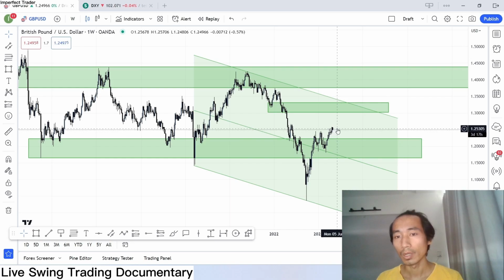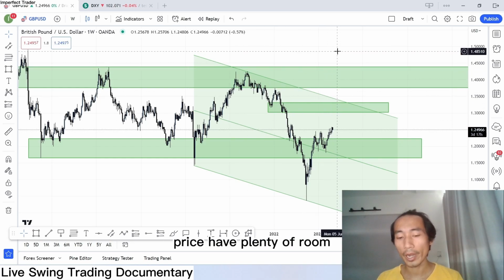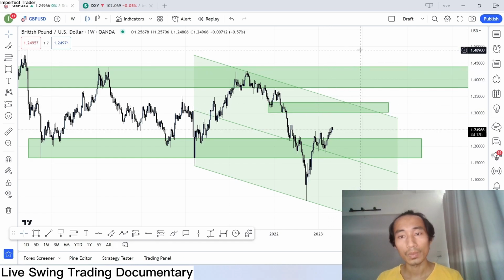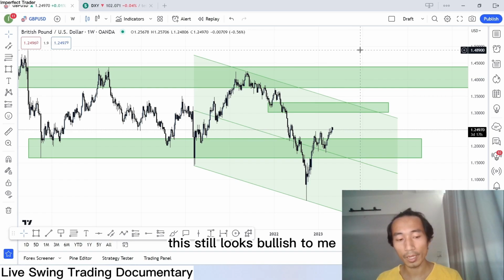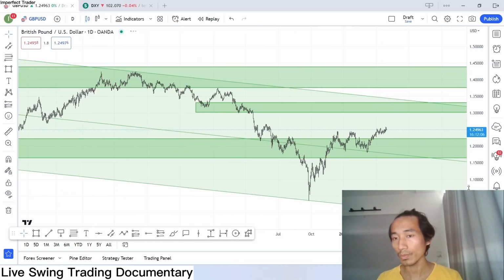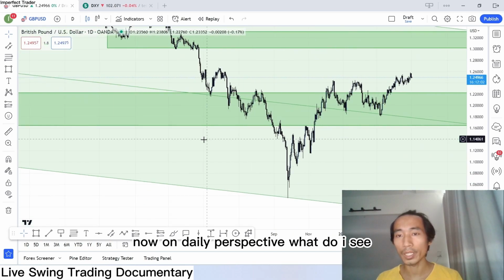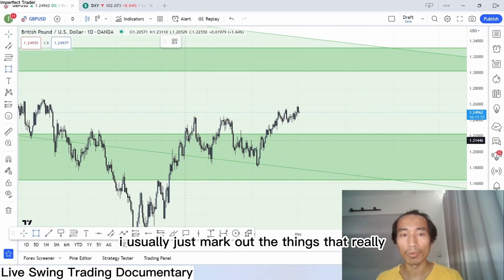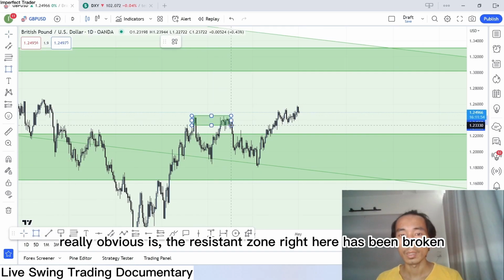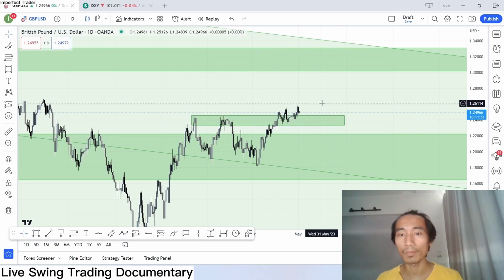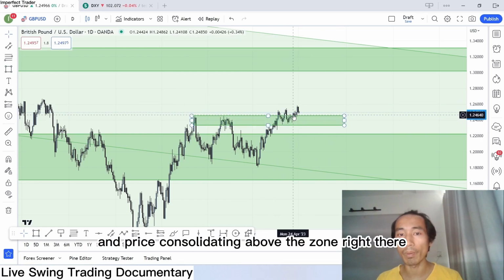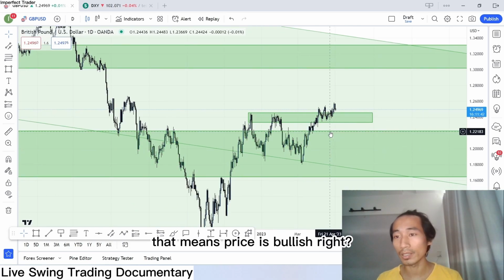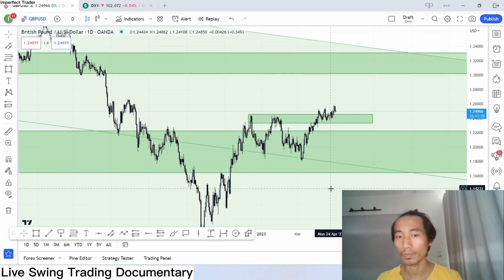Alright, so on the weekly, what I'm seeing is price has plenty of room to move into this zone right here. So that still looks pretty bullish to me. So let's go to the daily. Now, from the daily perspective, what do I see? I usually mark out the things that are really obvious. The resistance shown right here has been broken and price is consolidating above the zone right there. And what does that mean? Does that mean price is bullish, right?